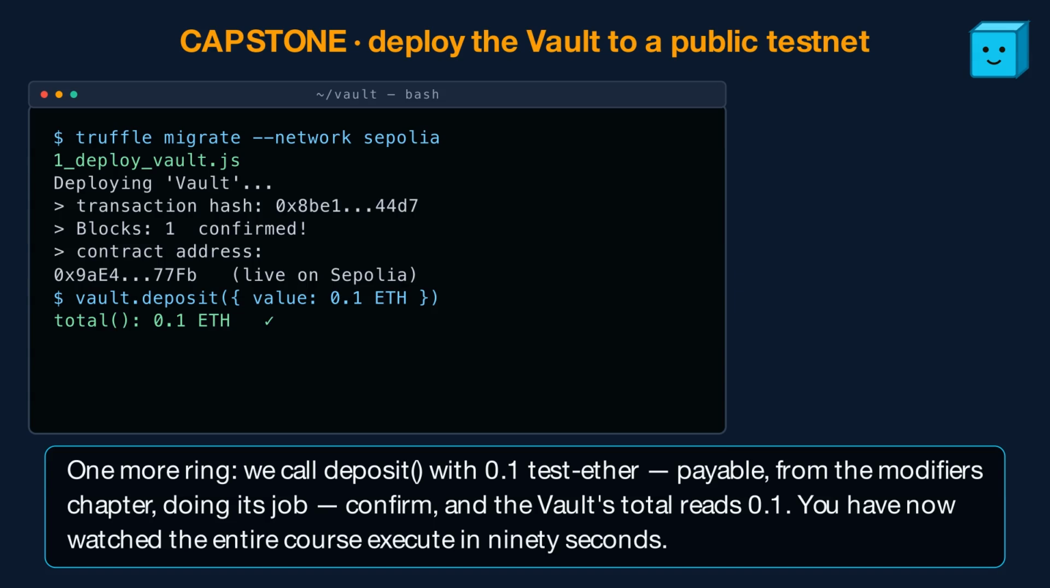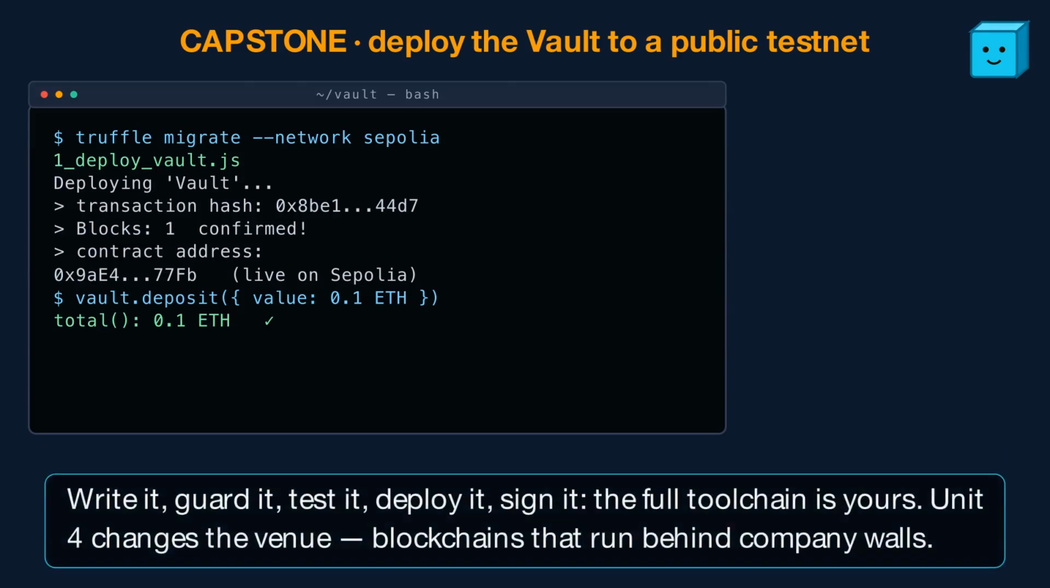One more ring. We call deposit, with 0.1 test Ether, payable, from the Modifiers chapter, doing its job. Confirm, and the vault's total reads 0.1. You have now watched the entire course execute in 90 seconds. Write it, guard it, test it, deploy it, sign it. The full toolchain is yours.